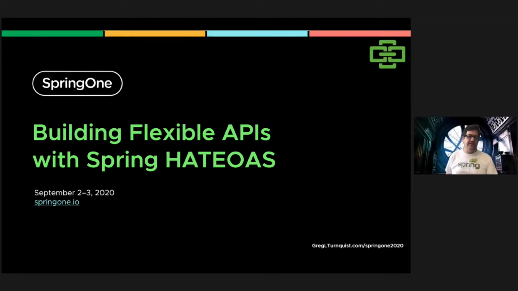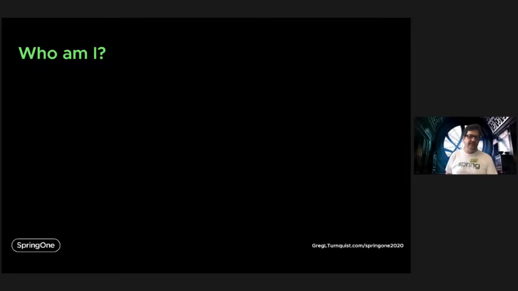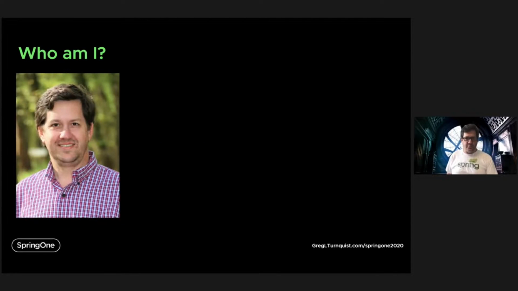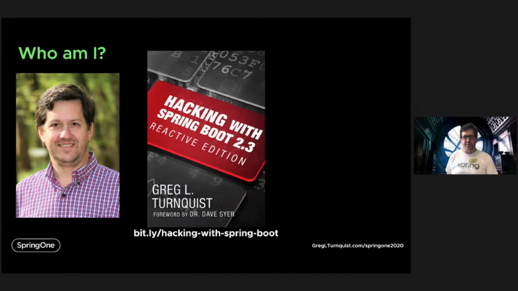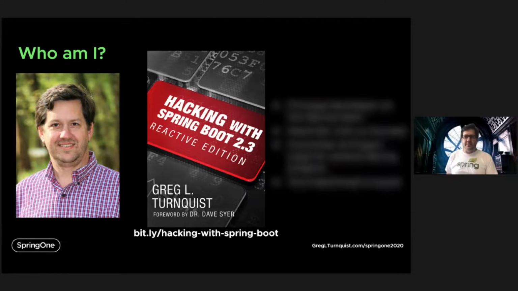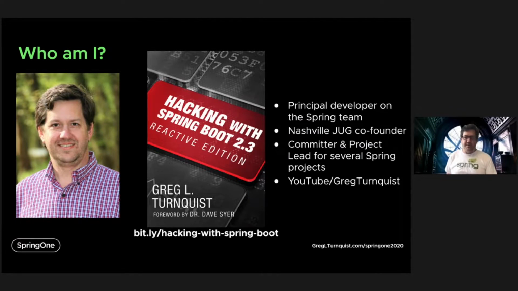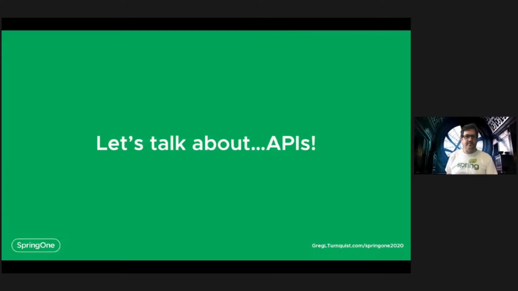Okay, let's talk about building flexible APIs. As a starter, who am I anyway? My name's Greg Turnquist. I recently released a book back in May, Hacking with Spring Boot 2.3, and there's a link if you're interested. I'm a principal developer on the Spring team. I co-founded the Nashville JUG, and I'm a committer and project lead for several of the Spring projects. And when I have spare time, I like to shoot YouTube videos about Spring Boot, so go check that out.